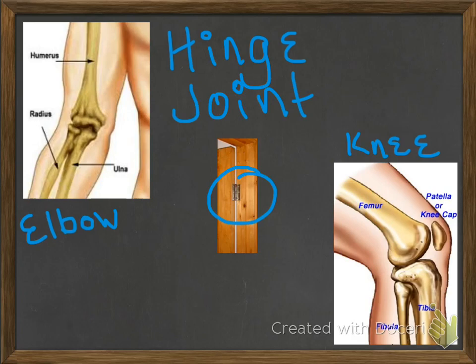You can only lift your arm up towards your shoulder and then lift it back down again. Same as a door, it can only open and close. So that's the analogy I like to use. Your elbow and your knee are hinge joints, similar to the hinge on the door.